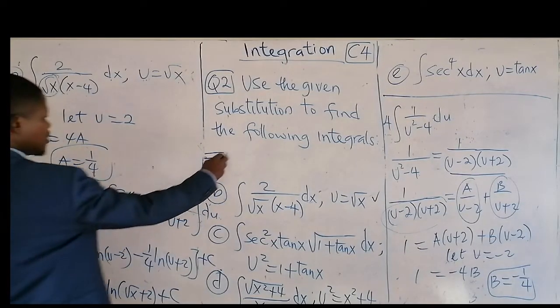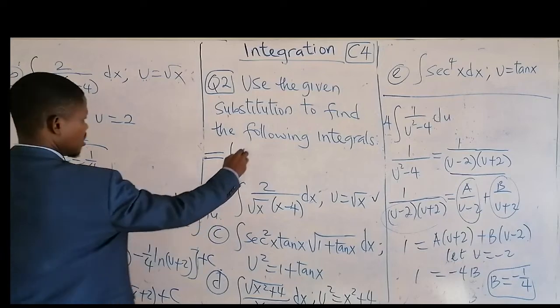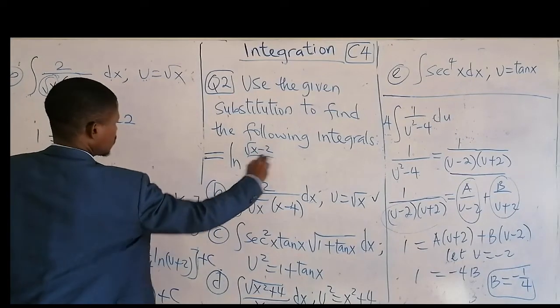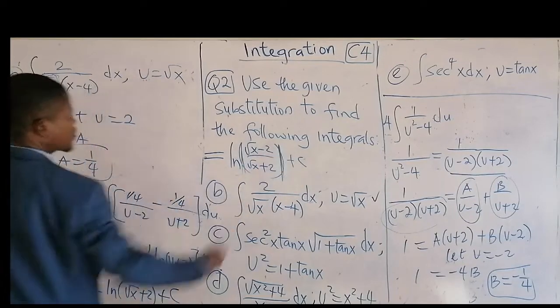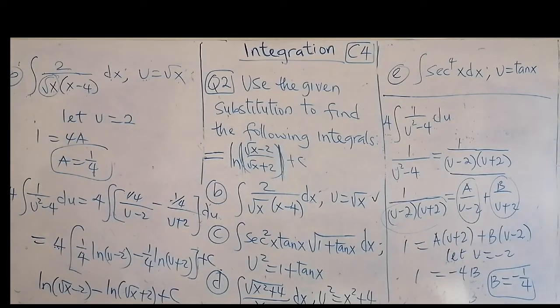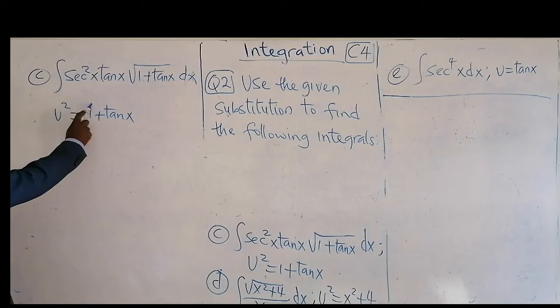Okay, and that will be what? That will be ln of (root x minus 2) over (root x plus 2), plus c. So that's that on the B part. So this is the C part, okay?